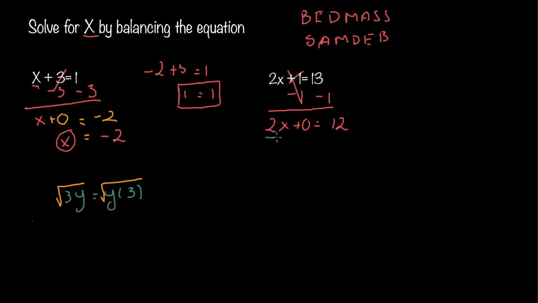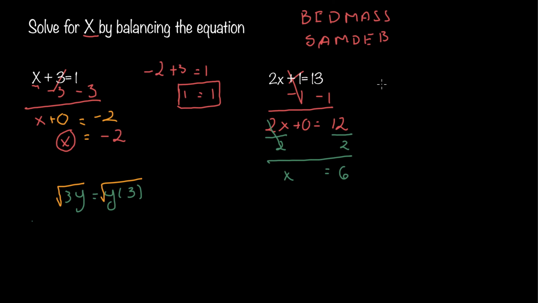So now we're going to divide by 2. But remember, whatever we do to one side, we have to do to the other side. So we're going to divide by 2 here. So now we're going to do our basic division. So 2x divided by 2, that just cancels out to x. 12 divided by 2, isn't that just 6? So now we get our x value as x equal to 6.